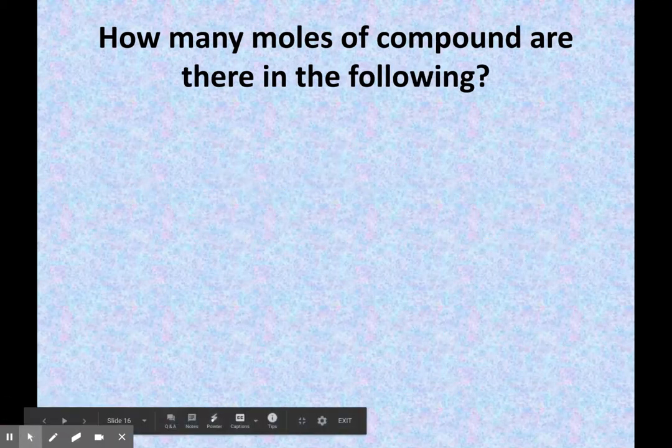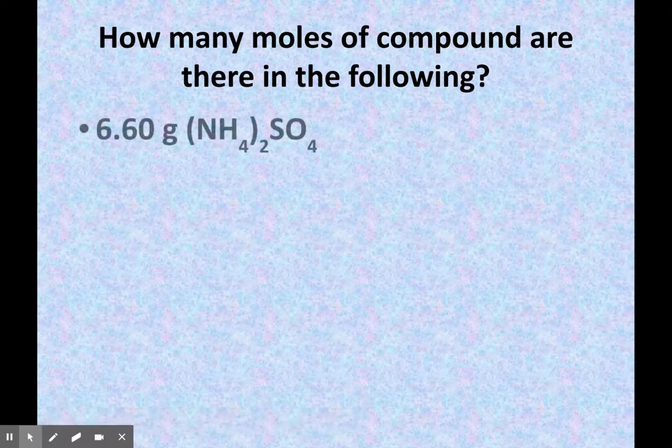How many moles of compound are there in the following? So I want to convert this to moles. So I first need to find the mass of (NH4)2SO4. I'm going to make a list of how many of each of these I have because there's a lot going on here. So for N, I've got 2. For H, I've got 8. For S, 1, and O, 4.